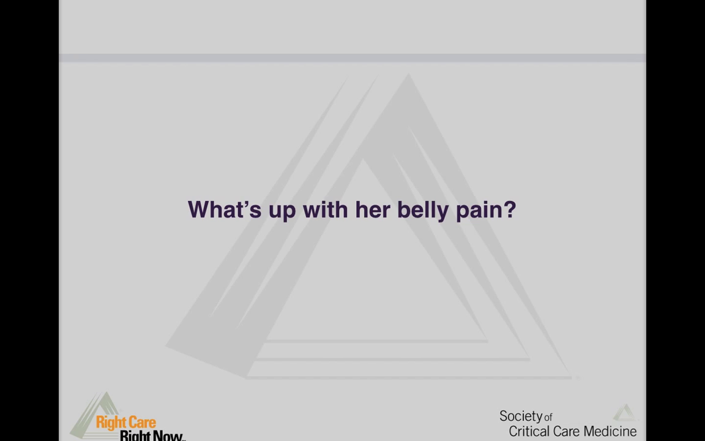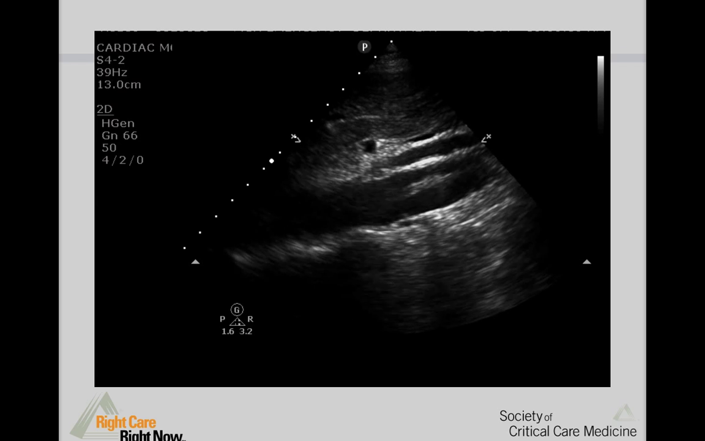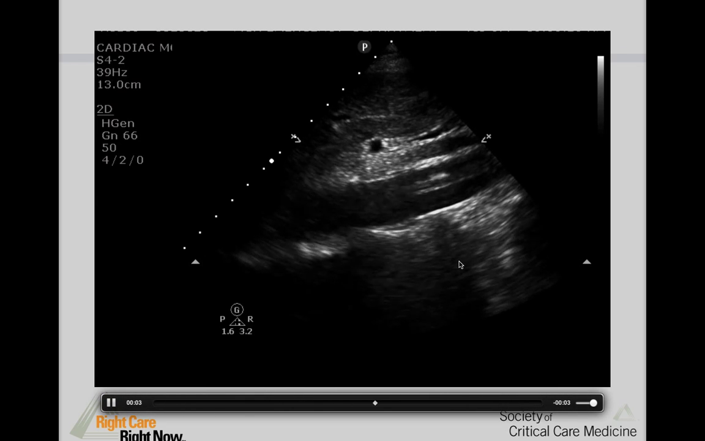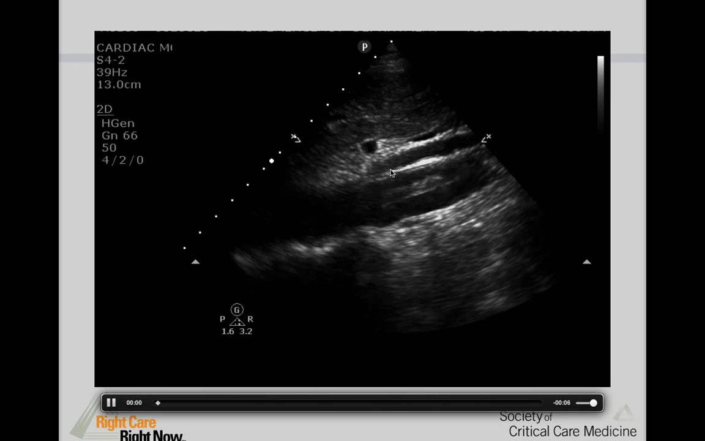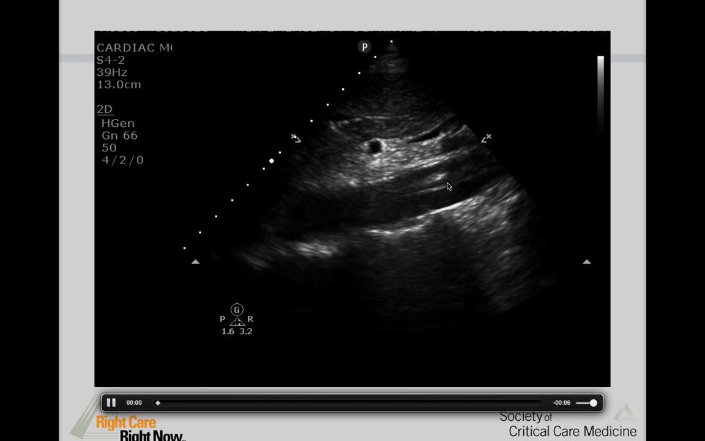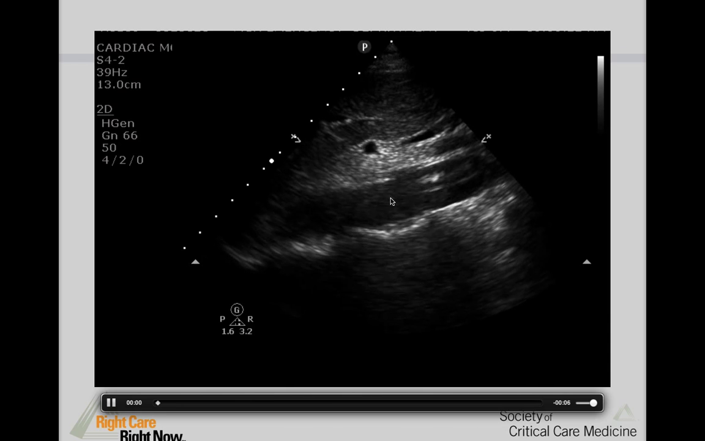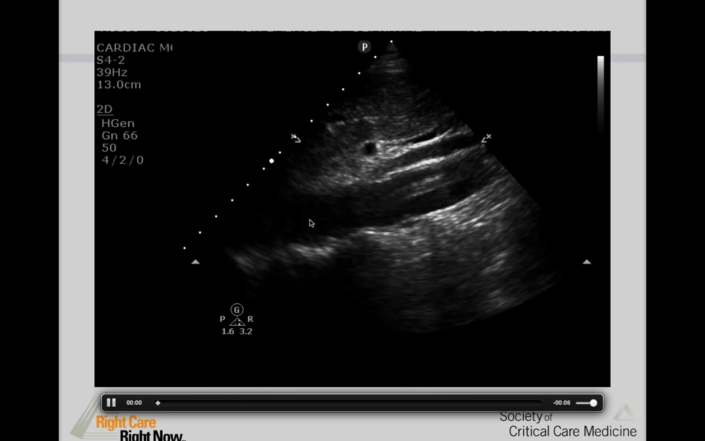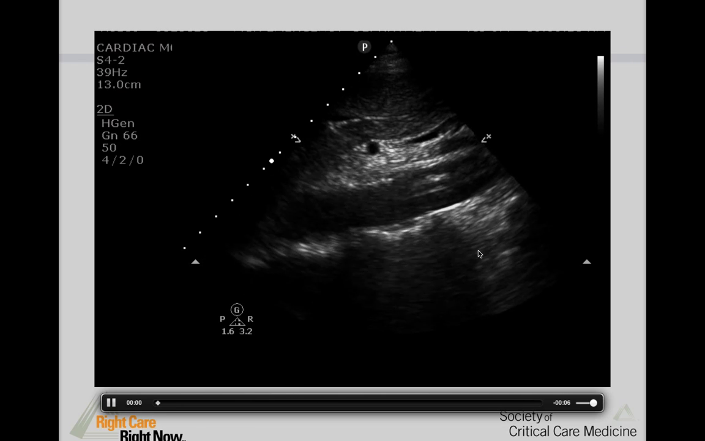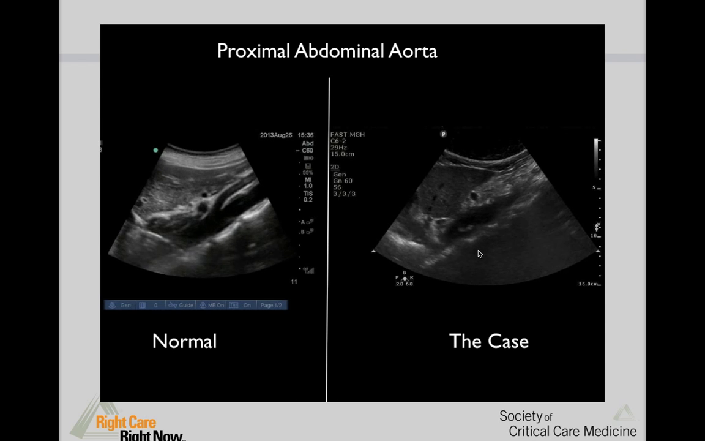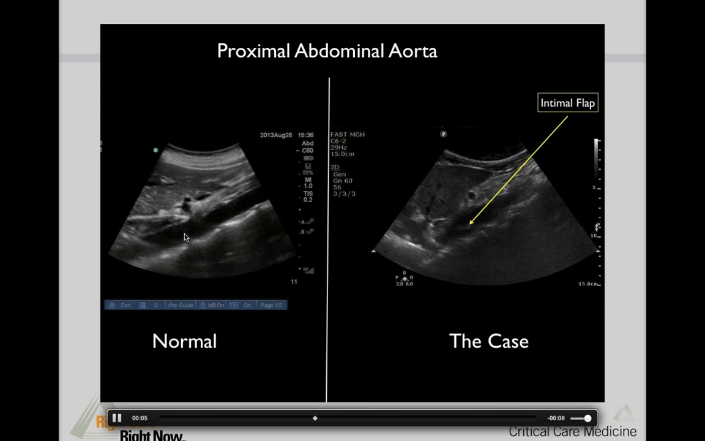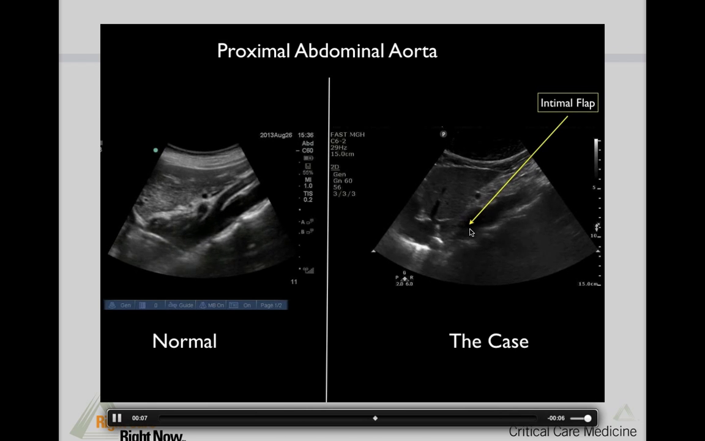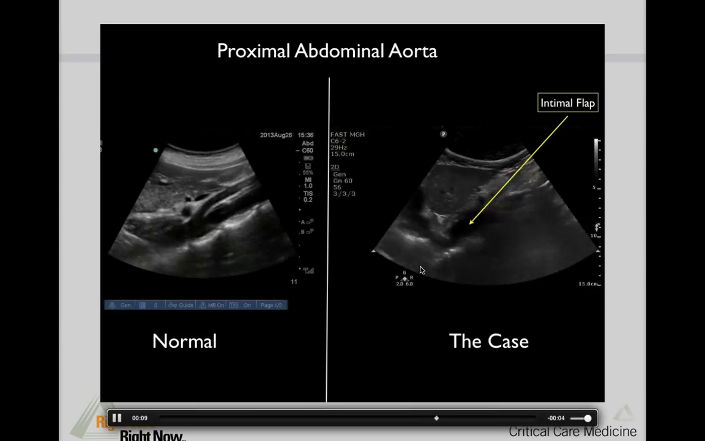So what about her belly pain? This is her abdominal aorta. Right off the bat, you should see an abnormality. So, a pulsatile vessel. This is her SMA coming off here, and this is the flap in the aorta. So this dissection is extending all the way down into her abdomen. Again, normal SMA coming off here on the left, aorta; abnormal here, flap right in the middle of the aorta.